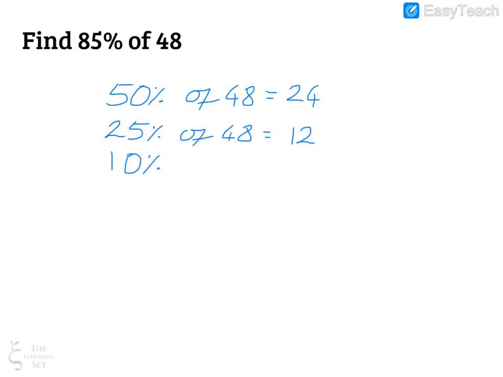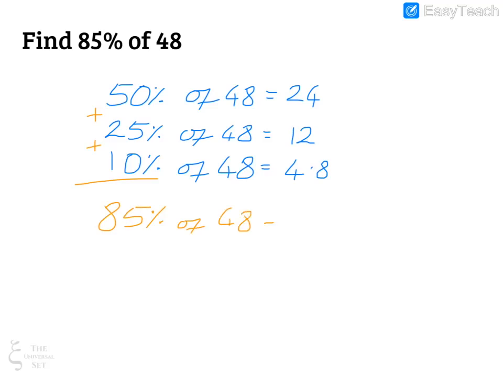Let's work out a 10%. So 10% of 48 equals, what's it going to be? It's 4.8, isn't it? Now I reckon all I need to do to work out 85% now is add all of these together. So let's do that then. If I add all of these up, this plus this plus this, that's going to be 85% of 48. Now I've not done a very good job of lining these numbers up, have I? So I'm going to just shuffle them across a wee bit so they're all in nice columns.